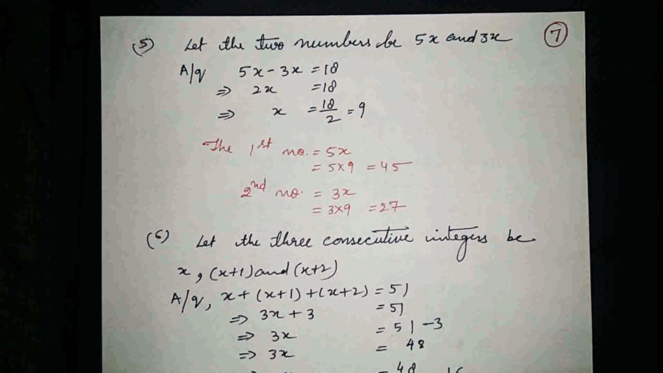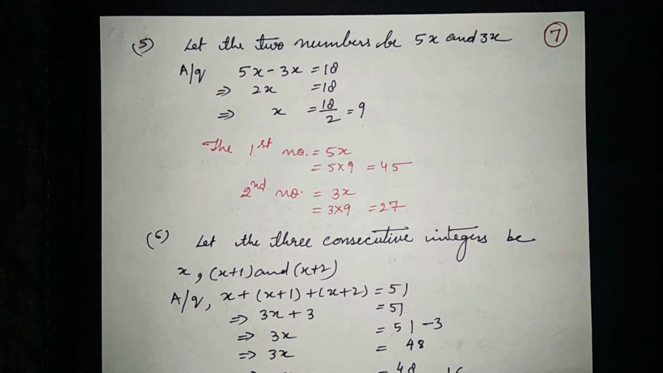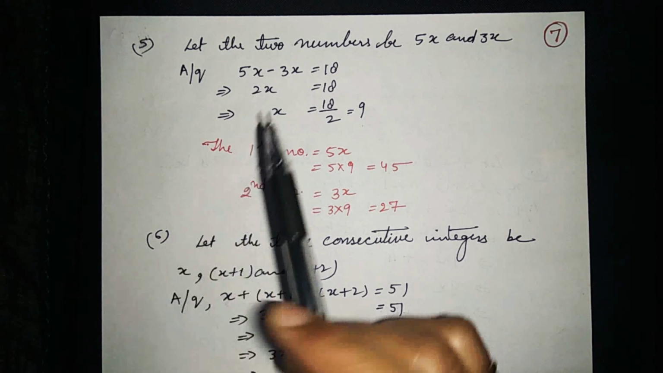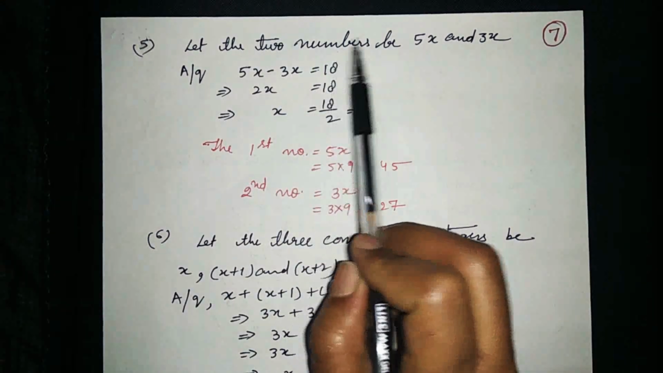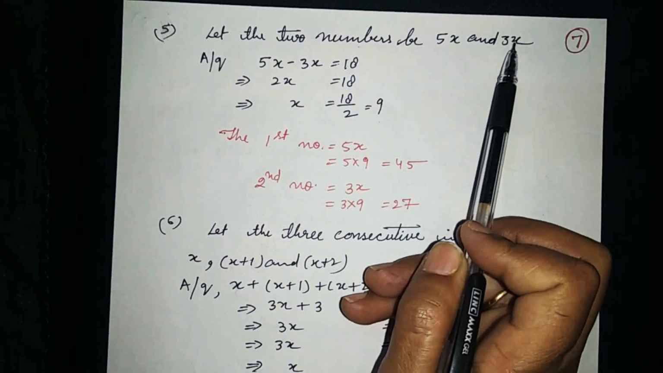See your book. Question 5. Two numbers are in the ratio 5:3. If they differ by 18, what are the numbers? So see the first step, the first line of the question. Two numbers are in the ratio 5:3. So first we will assume the two numbers. See how you will assume. Let the two numbers be 5x and 3x.